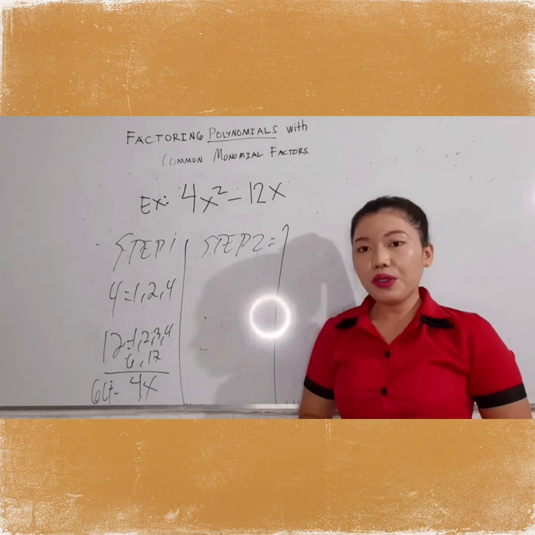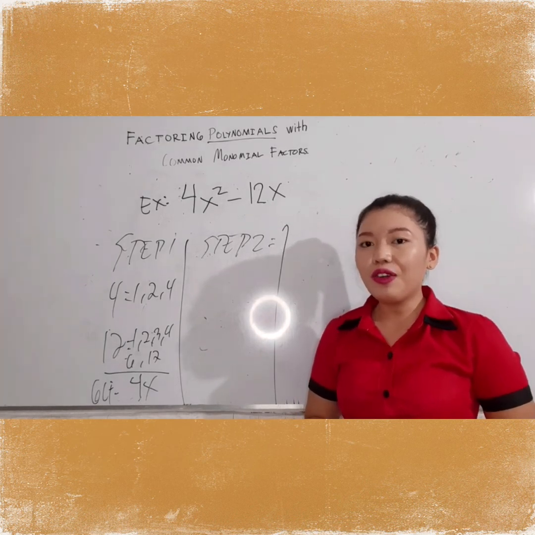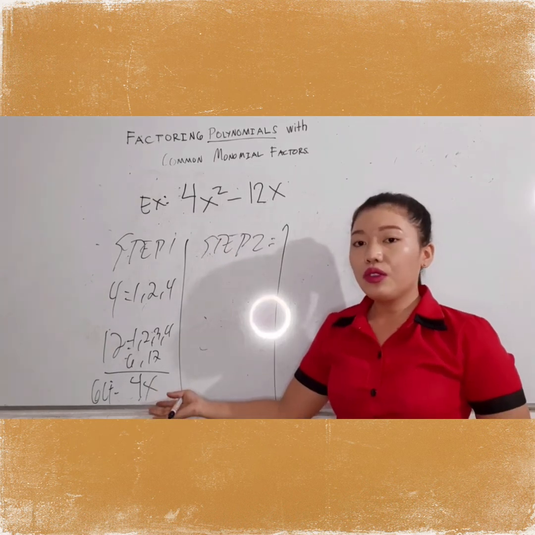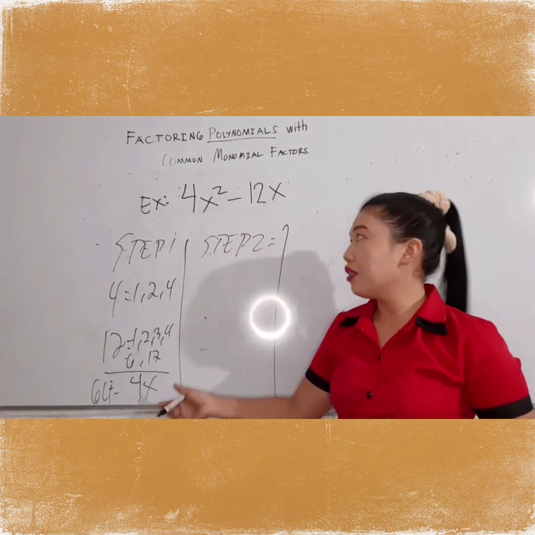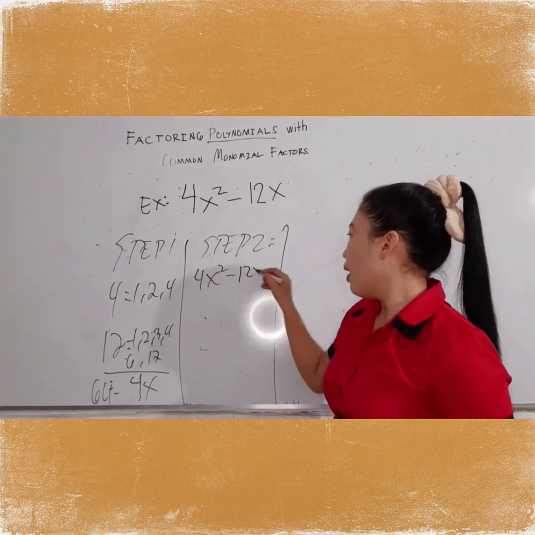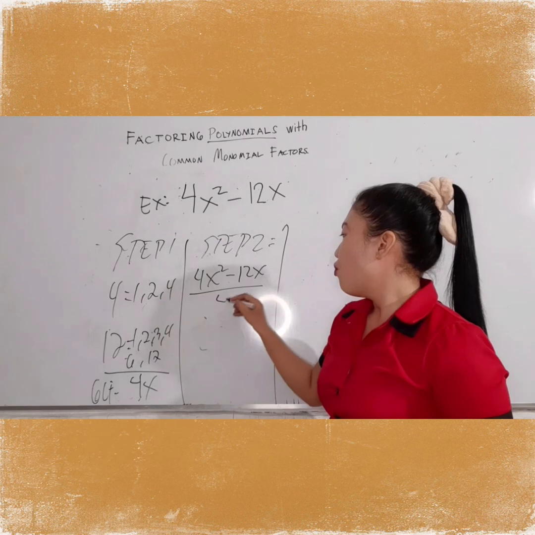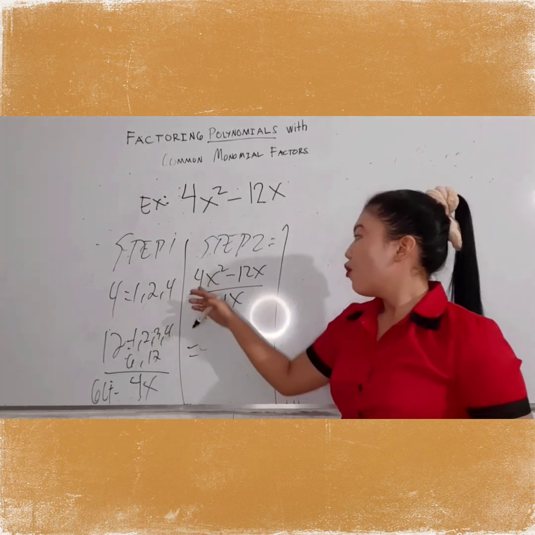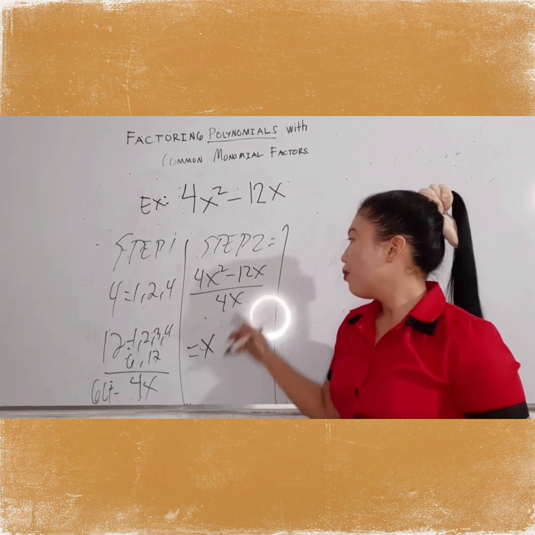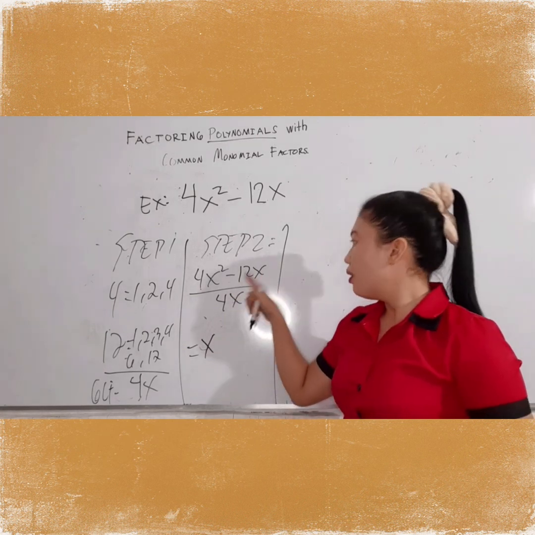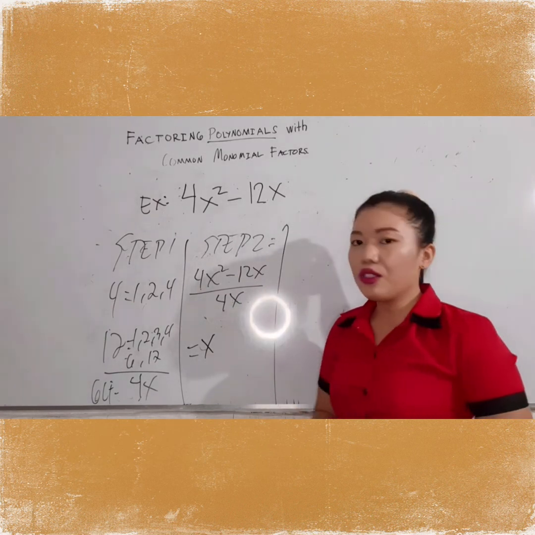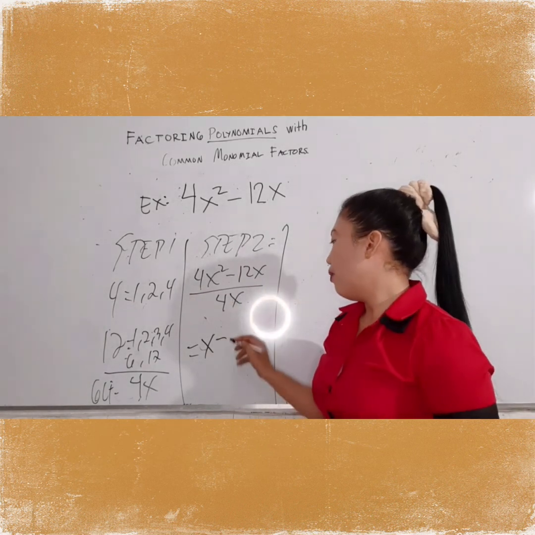What is our step 2? Yes, divide. Divide the terms by our GCF, or greatest common factor. So we have 4x squared minus 12x divided by 4x. 4x squared divided by 4x, the answer is x. Negative 12x divided by 4x, the answer is negative 3.